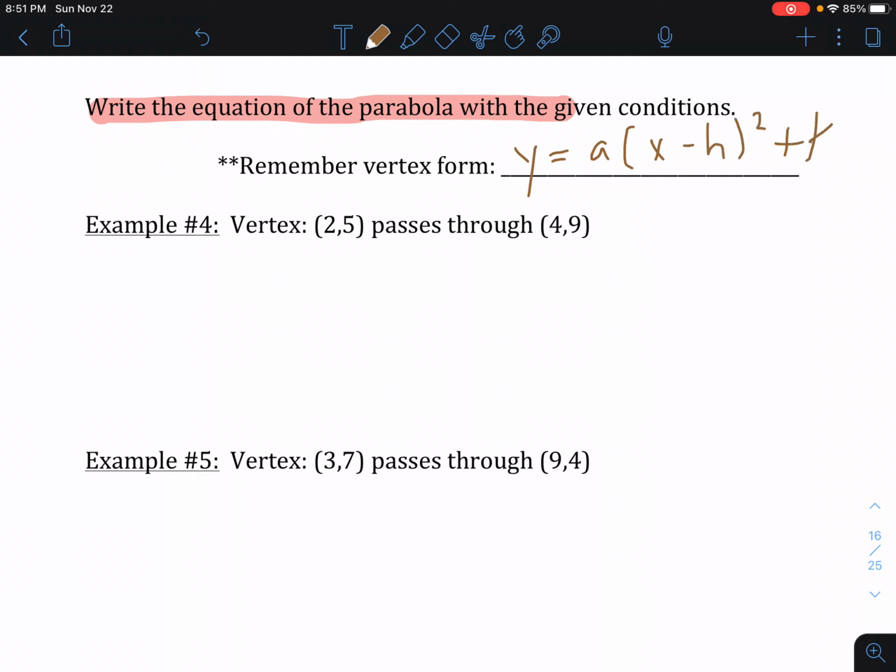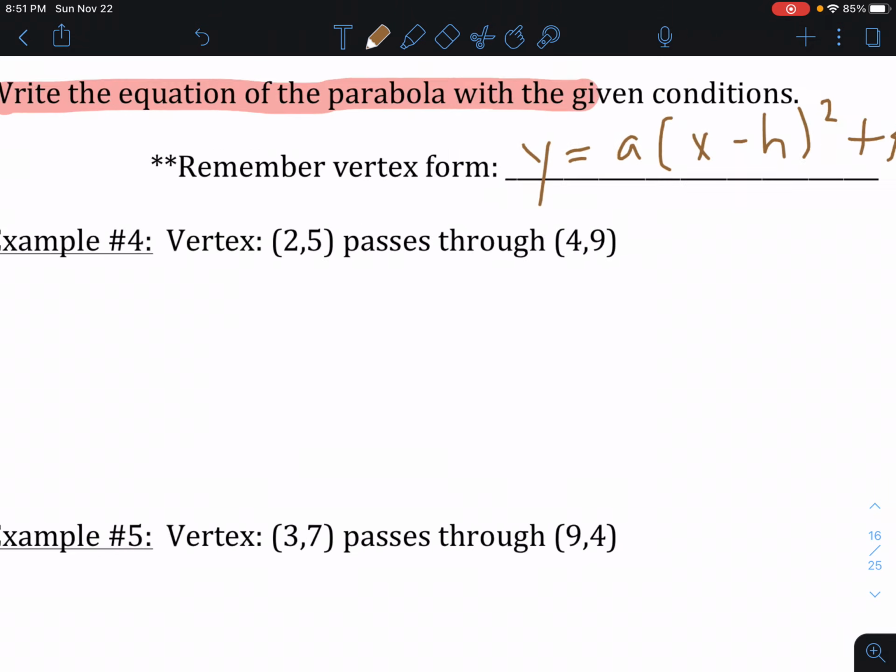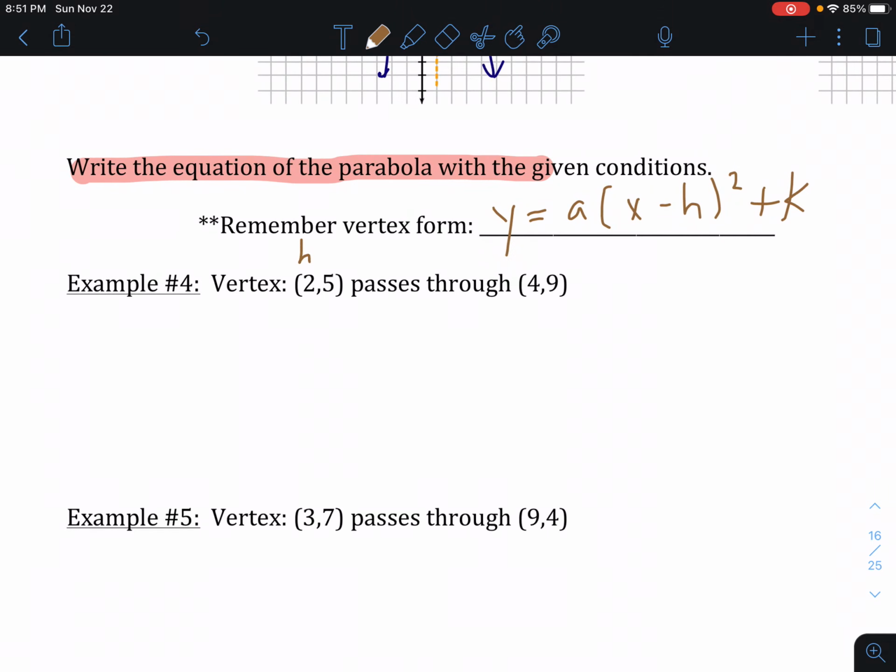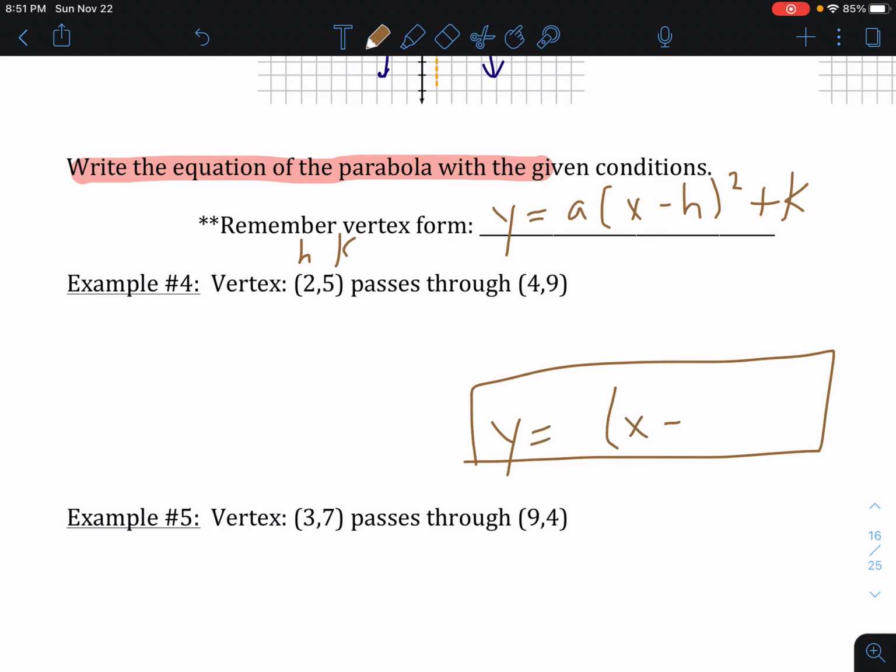Now, the vertex they give us here, they're telling us what h and k is. So that's going to be pretty easy. So let's go right to our end and start filling it out. So 2 in for h, and then the 5 goes in for the k. However, what am I missing in this problem? The work is to get our a. That's where the math comes in. So this 0.49 is going to help us figure out what a is.